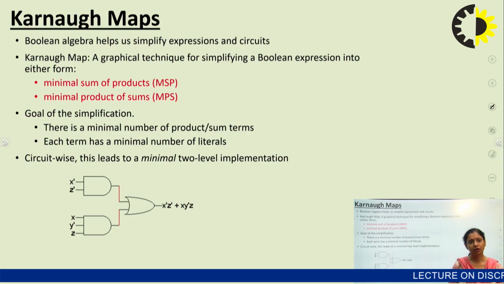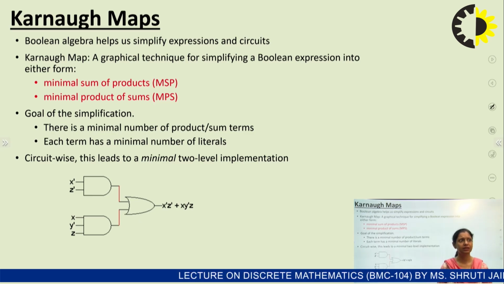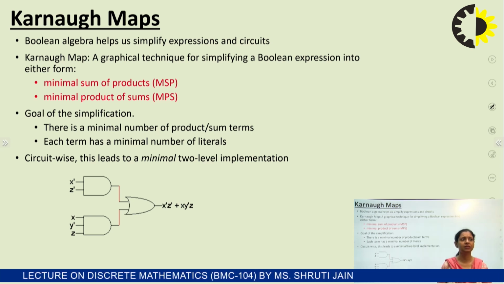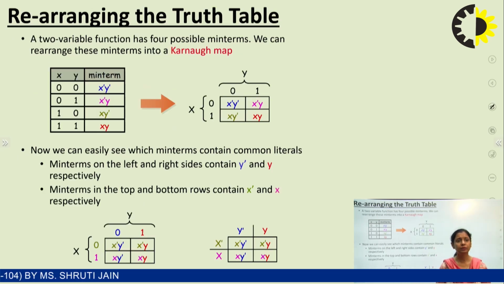In order to solve these, we use the K-maps. These Boolean algebra help us to simplify the expressions and the circuit. So the K-map is a graphical technique for simplifying a Boolean expression either into the minimal SOP or into the minimal POS form. How do we work on it?